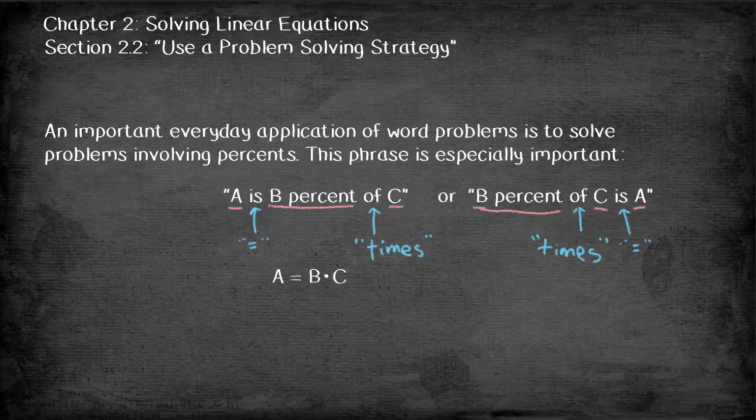I just want to point out that when we write this equation, this B here is really B written as a decimal and not as a percent. All right, so how about some examples?